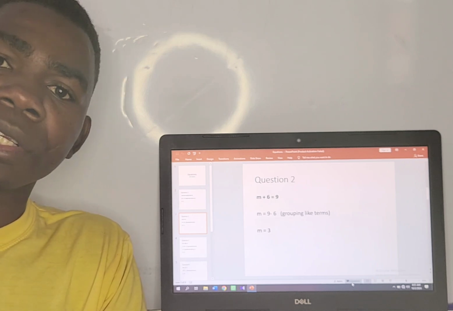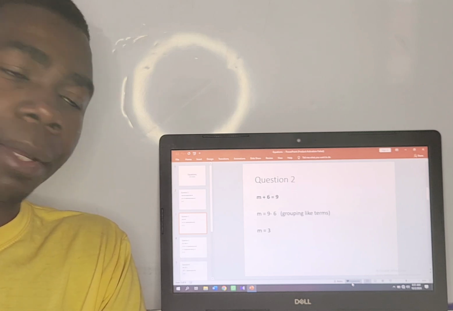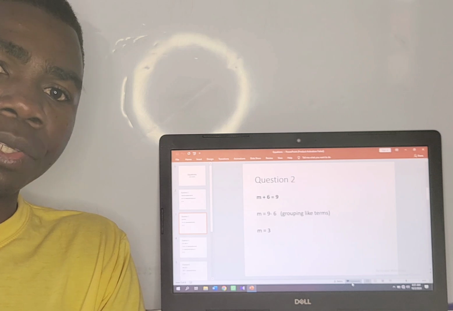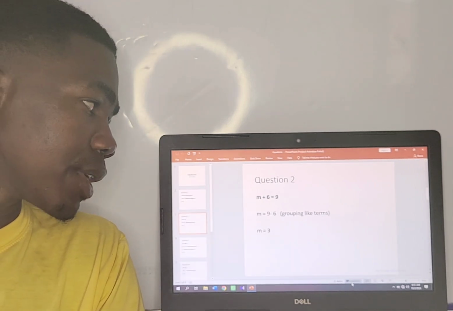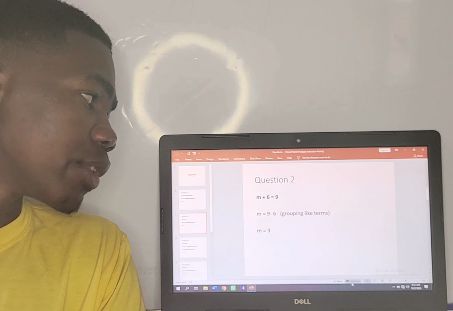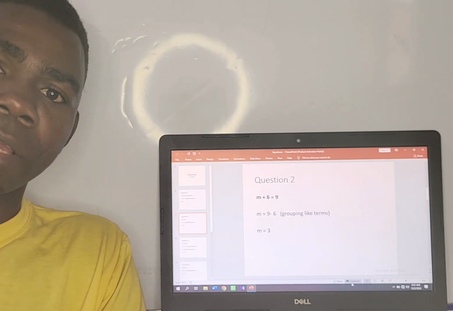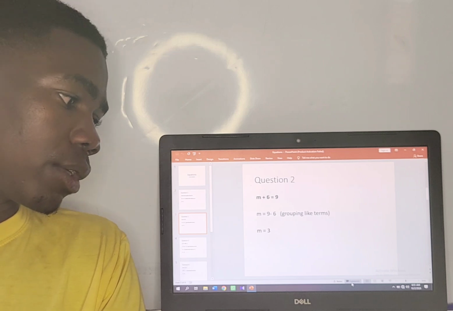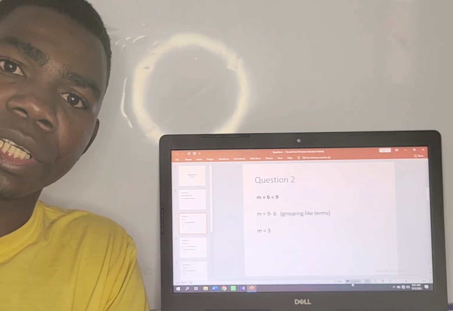Then we say m equals 9 minus 6. Just note that when a number crosses the equal sign, the sign will change. That's why you say minus 6. So m equals 9 minus 6. Therefore, 9 minus 6 is 3. Therefore, m equals 3. So this is how to solve linear equations using this problem.